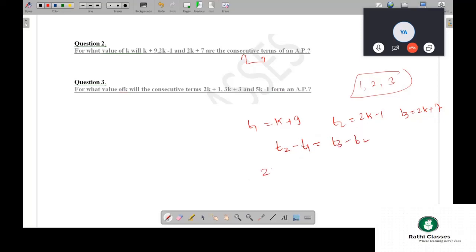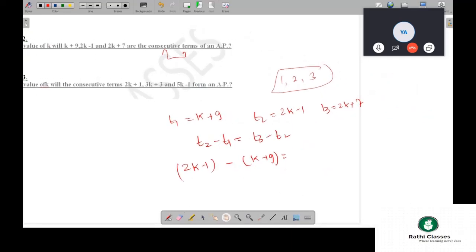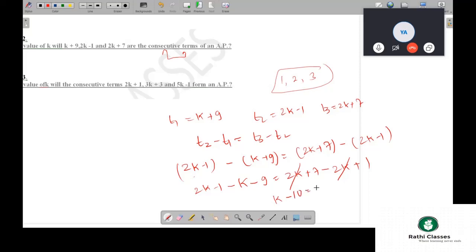What is T2? 2k minus 1. What is T1? k plus 9. What about T3? 2k plus 7. So if you simplify, let us see what we get. 2k minus 1 minus k minus 9 equals 2k plus 7 minus 2k plus 1. The 2k and 2k got cancelled. 2k minus k is k, so k minus 10 equals 8. So what is the value of k?